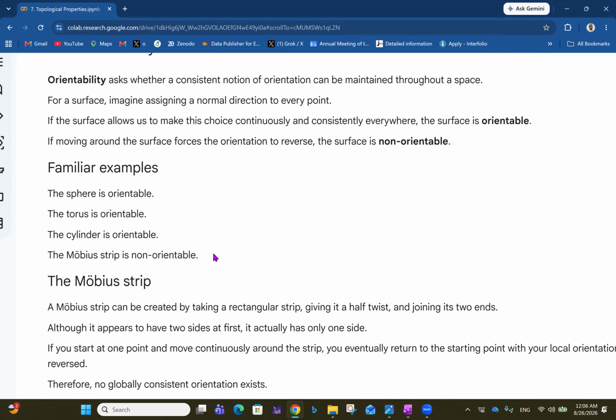But the Möbius strip is not orientable. The Möbius strip is closely related to a cylinder, except that, imagine you take a rectangular sheet: if you fold it you get a cylinder, but for the Möbius strip, instead of folding directly, you reverse the ends before taping them together. That's how you get a Möbius strip. As a result, the direction reverses at some point. So while the sphere, torus, and cylinder are orientable, the Möbius strip is not orientable.